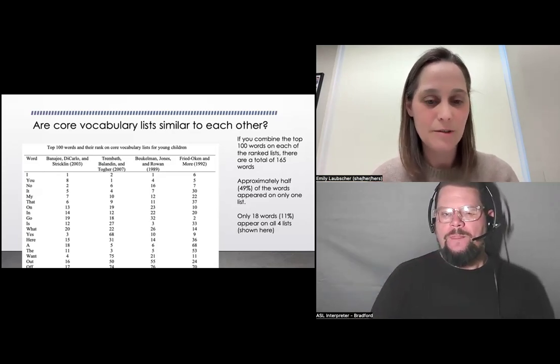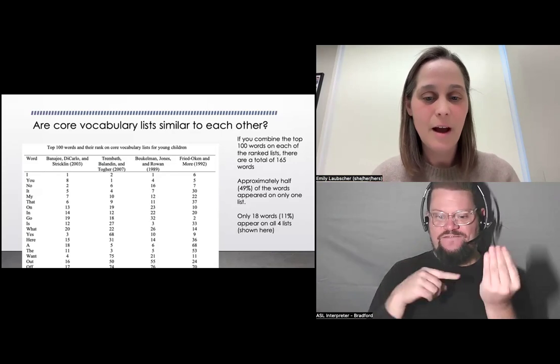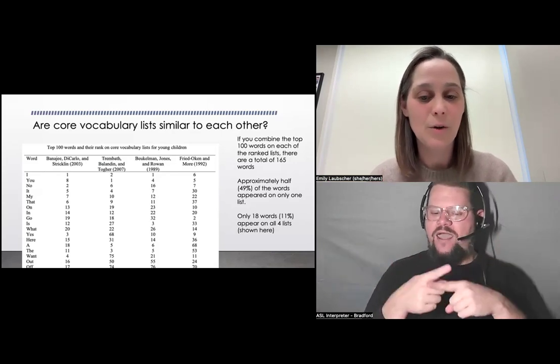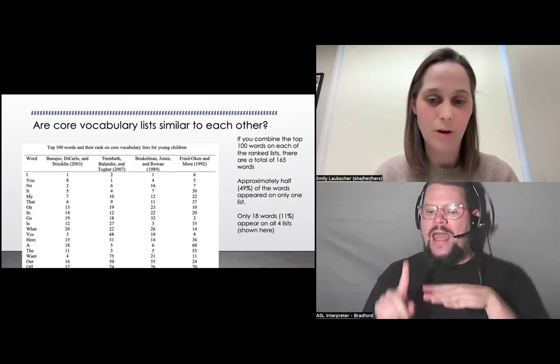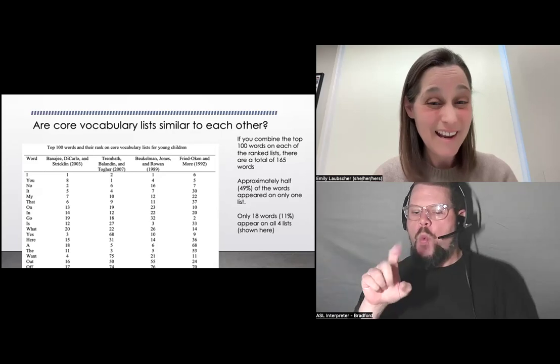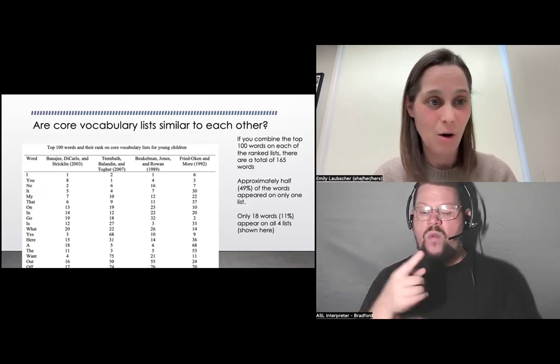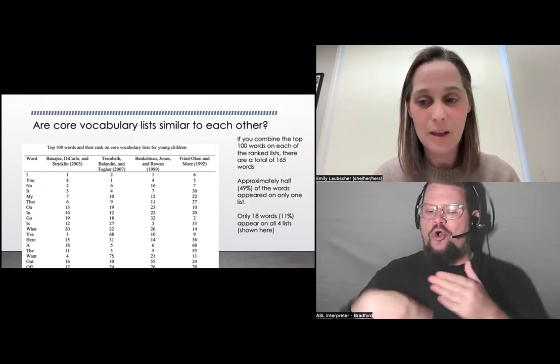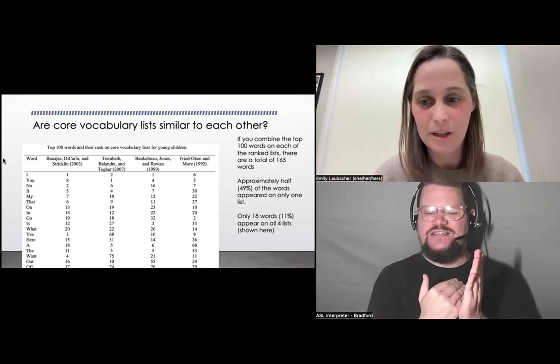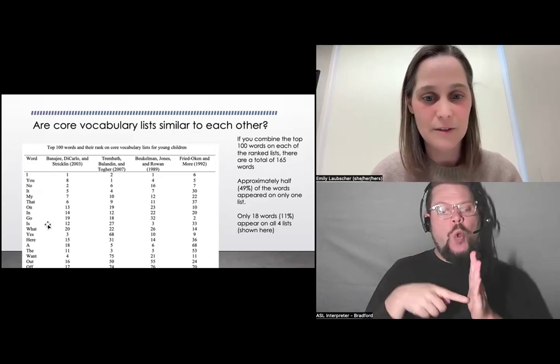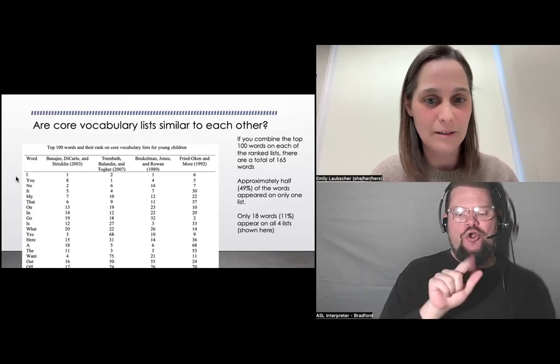Out of those 165 words, about half of them appear on only one of the core lists, and only 18 of them appear on all four of the lists. So this table here shows the 18 words that are on all four of the ranked lists.